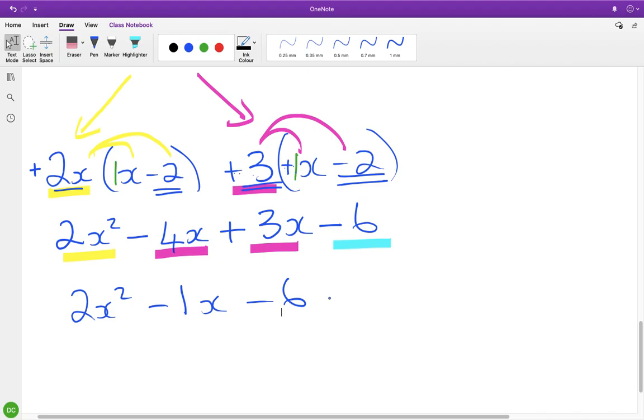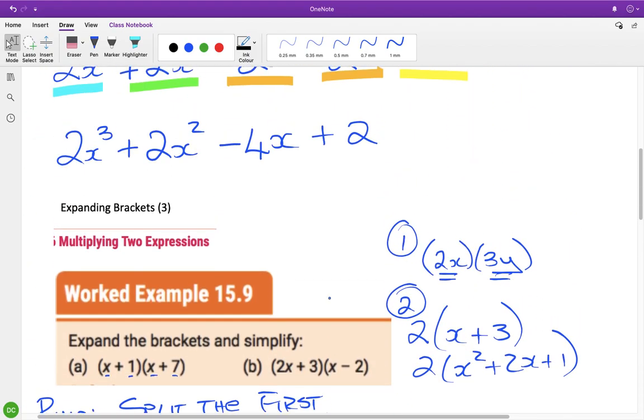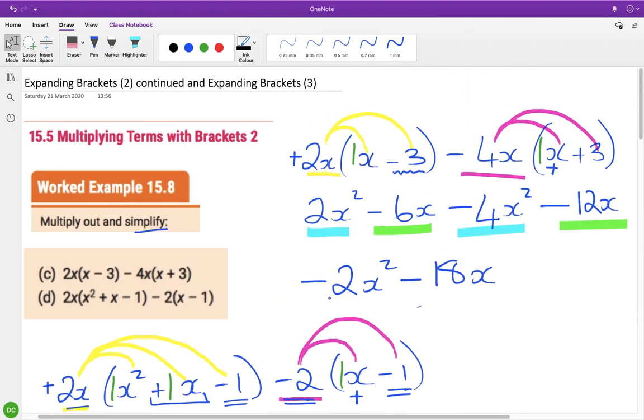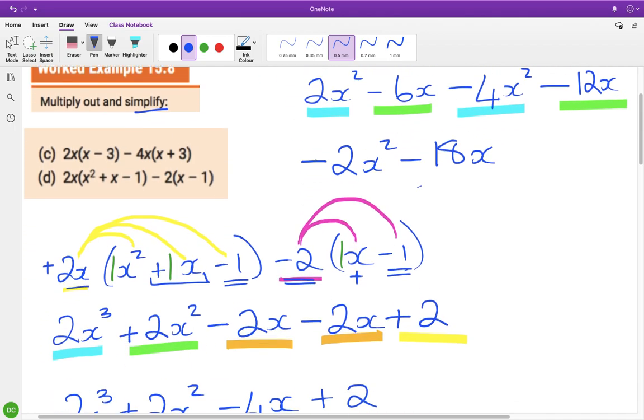Okay, so that's it. So expanding brackets 2, just to finish that off, just to show you that even though it's kind of down as a different topic in your book, it's not different, it's the same concept. Distributing that thing outside across the bracket. Whatever's outside, it doesn't matter if it has a letter, the concept's the same.